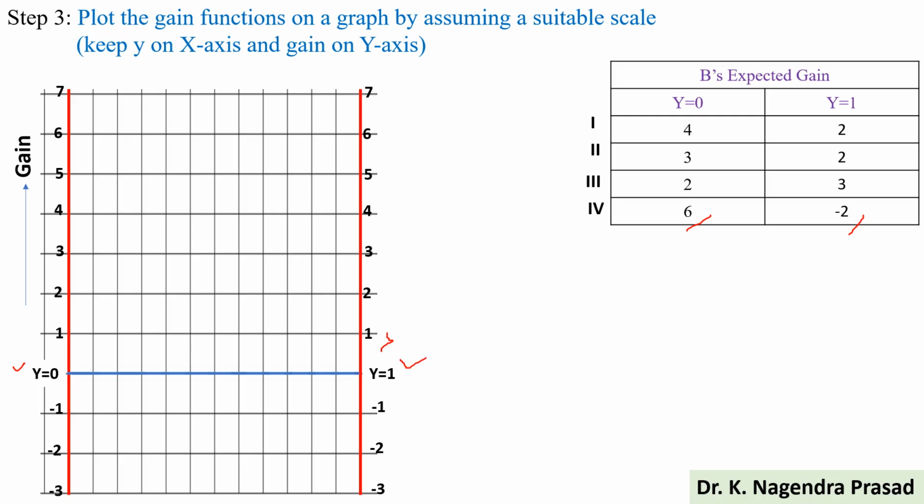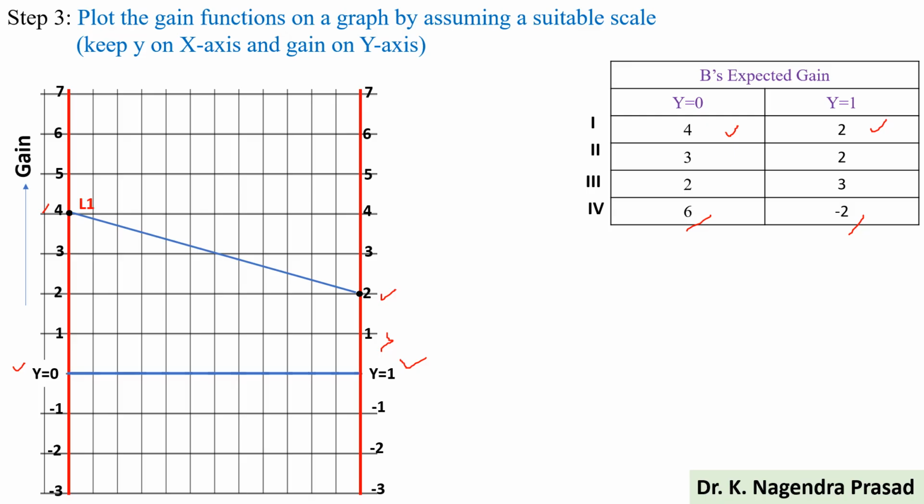So next we have to mark the gain values 4 and 2 for the first strategy of player A on the y-axis at y equal to 0 and y equal to 1. So we have to mark the 4 at y equal to 0. Similarly, we have to mark the 2 at y equal to 1. Next, we have to join these two gain values by the line L1.